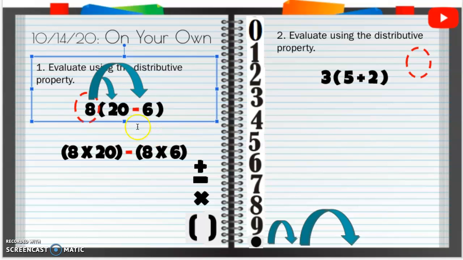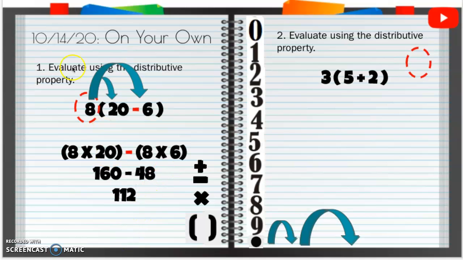So when we have 8 times 20, well, in this case, we know that 8 times 2 is 16. So I would know that 8 times 20 is 160. So then we have 160. We are going to keep that minus. And then 8 times 6, or 6 times 8, is going to be 48. Now we can do 160 minus 48, and you will get 112. And that's going to be our answer.